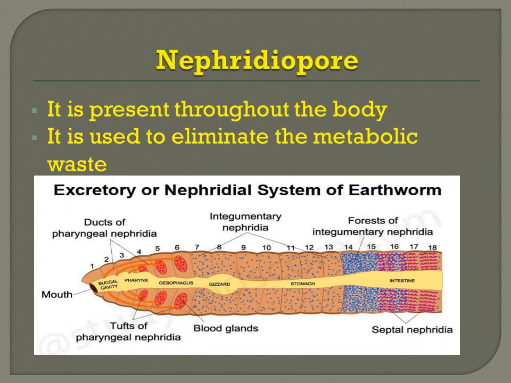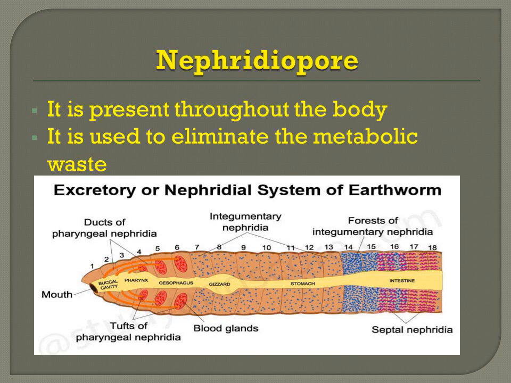Nephridiophores are used to eliminate this excretory waste. So nephridia are the cells of this excretion, right? This nephridiopore is eliminating the waste substances produced in the excretory system. And in earthworm, it is present throughout the body except a few segments. As we said, it is used to eliminate this metabolic waste. In the figure we displayed, we could see these various nephridia and their pores.